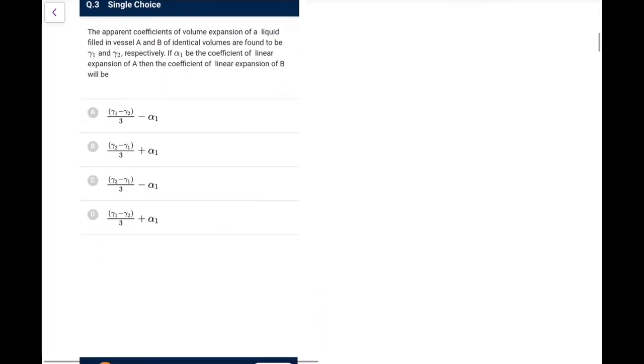Now the next one, I see the third one, what it says. The apparent coefficients of volume expansion of a liquid filled in A and B vessels of identical volumes are found to be gamma 1, gamma 2 respectively. If alpha 1 be the linear expansion of A, then the coefficient of linear expansion of B will be, okay.